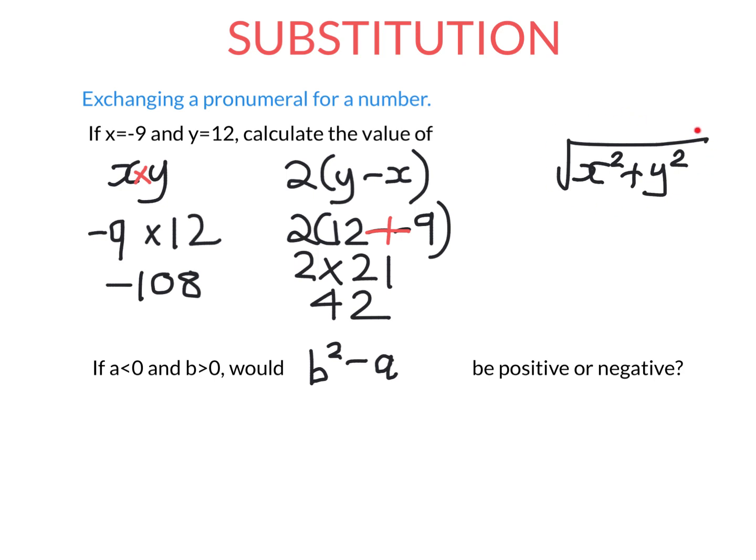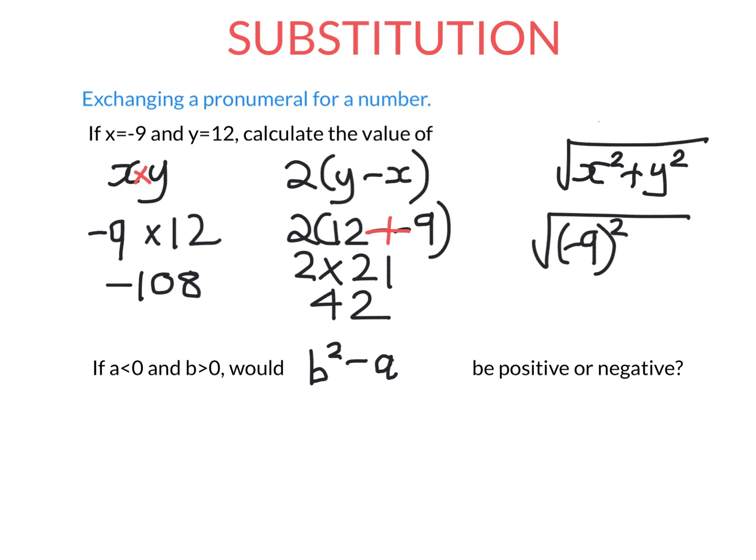All right, let's try this one, which is a little harder. We're going to calculate the value of the square root of x squared plus y squared. So I'm going to replace x with -9. Now, when you're substituting a negative, sometimes you need to use brackets here. We need to use brackets because (-9) squared like that is actually different from -9 squared without brackets. This one gives you a positive answer, this gives you a negative answer. So just be aware of that.